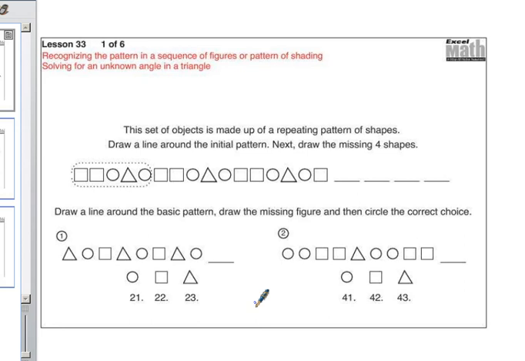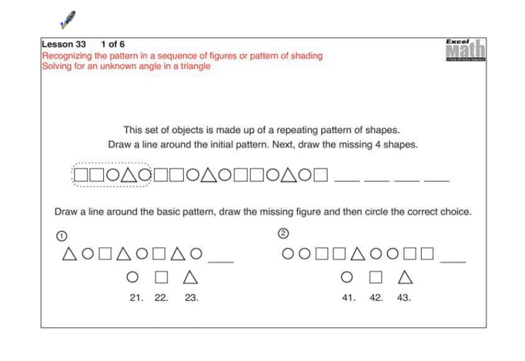All right, here we go with 6th grade Excel lesson 33, recognizing the pattern in a sequence of figures or pattern of shading, solving for an unknown angle in a triangle. This first part is pretty simple. We're just looking at patterns and we're just going to jump right into it.